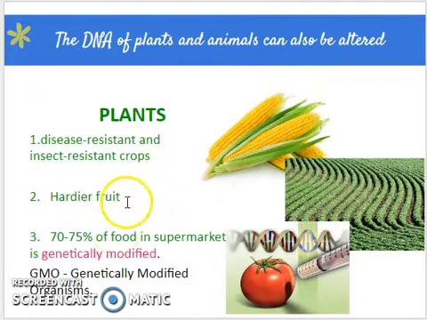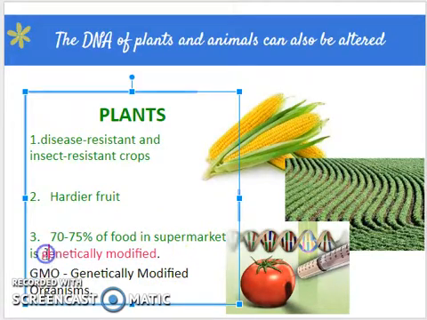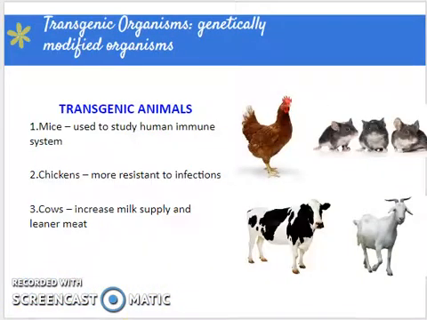We have also made it so fruits are hardier, meaning they last longer in our refrigerators. This is so effective that 70 to 75% of food in our supermarket is considered genetically modified. For short, we call these GMOs, genetically modified organisms. Genetically modified animals are called transgenic.